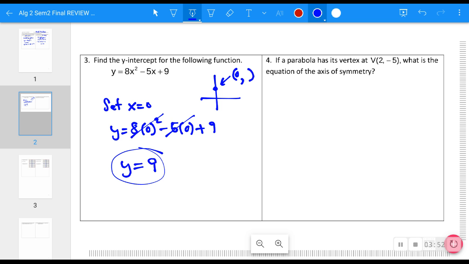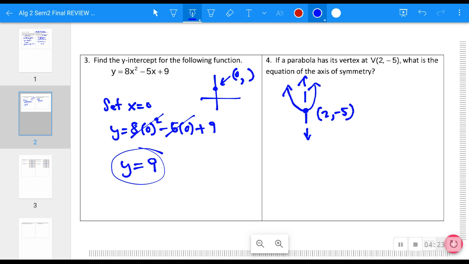Okay, a parabola has its vertex at 2, negative 5. What is the equation of the axis of symmetry? Very simple. We don't really know which direction this parabola is pointing. I'll just assume that it's pointing up. Its vertex is at 2, negative 5, which is 2 to the right and 5 down. And the axis of symmetry is always a vertical line through that point.